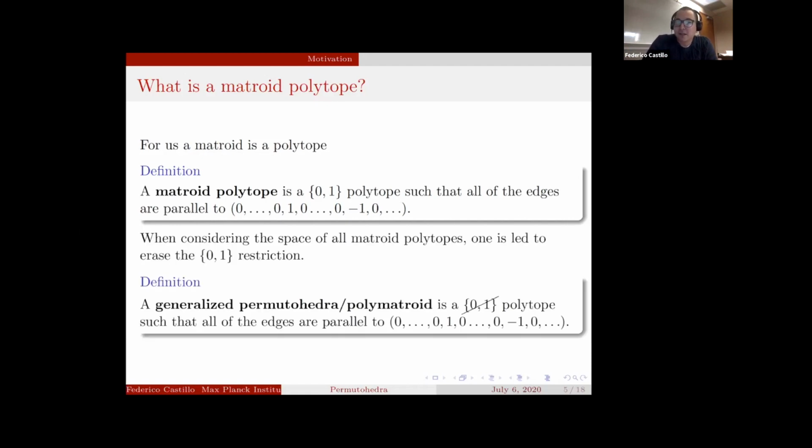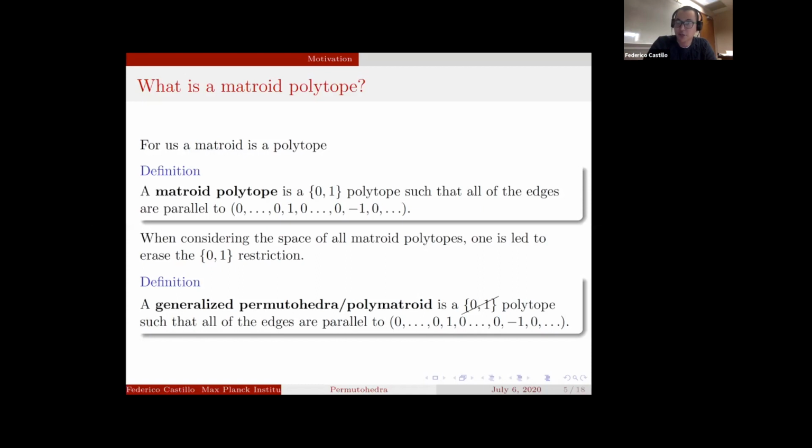You realize that the condition of being 0, 1 is kind of restrictive from the polyhedral point of view. It's very natural to ignore that and simply consider all polytopes, and we are going to define a generalized permutohedron or a polymatroid, essentially the same in this talk, as any polytope. So we just erase the 0, 1 condition on the vertices such that all of the edges are parallel to roots of type A. We want these special polytopes where the edges are particularly simple. And this is a definition of generalized permutohedron.